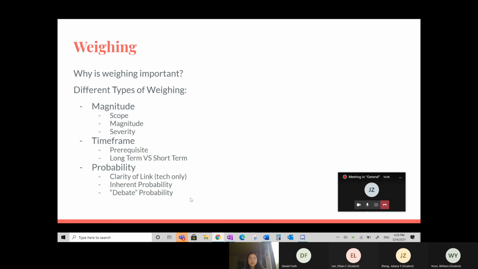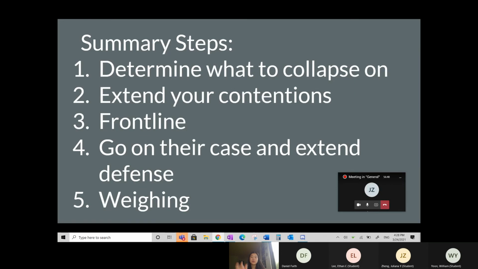Okay. All right, so now let's go back to summary steps, right? So there's first summary and there's second summary. The first speaking team gets first summary, the second speaking team gets second summary. And when we talk about weighing, usually weighing doesn't go at the bottom. It goes after your case. So it would probably go after frontlining. It'd probably be the fourth step.